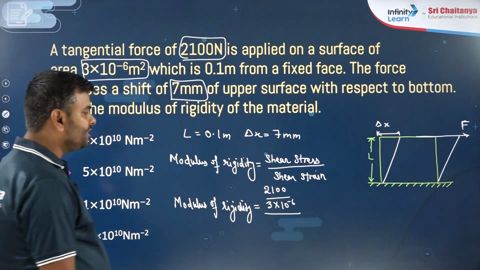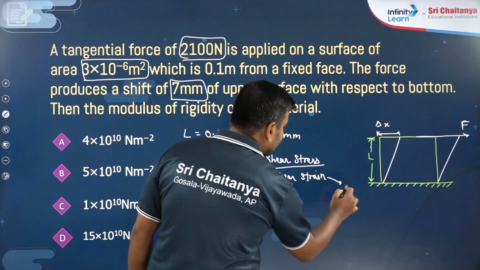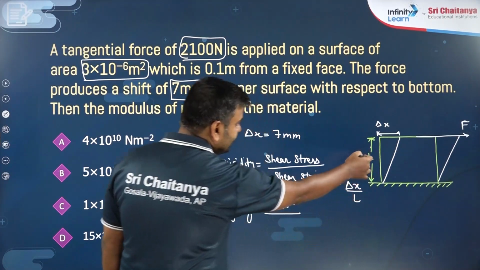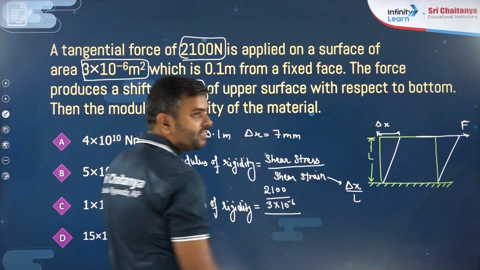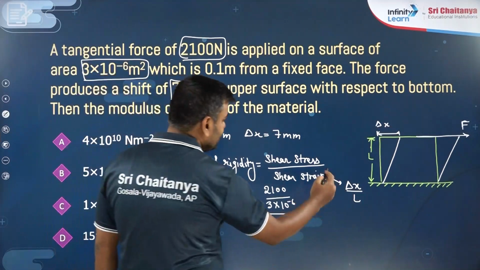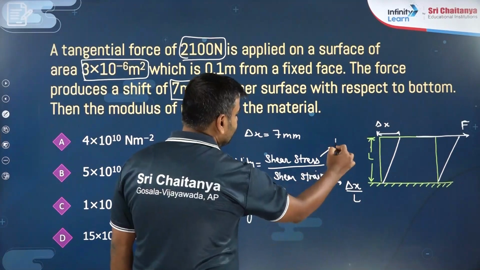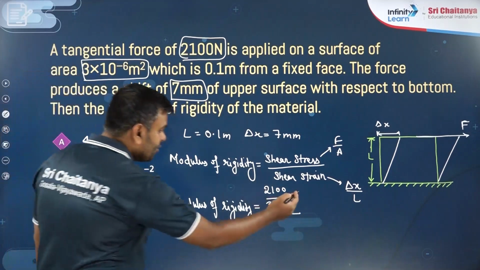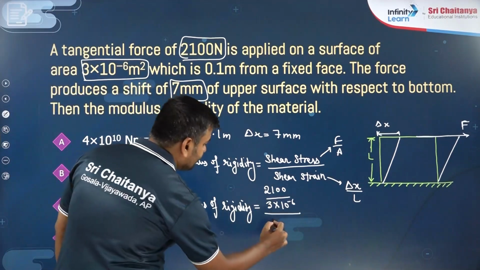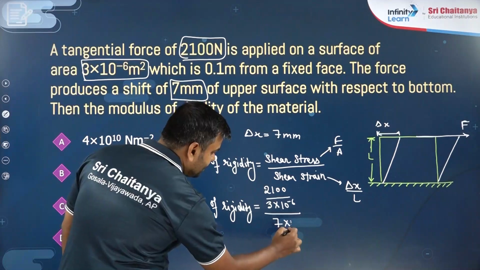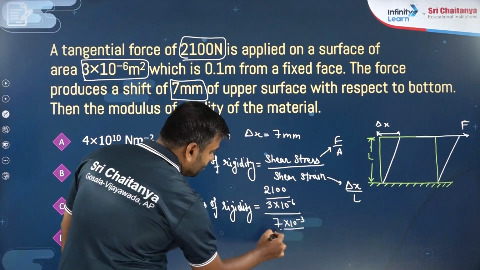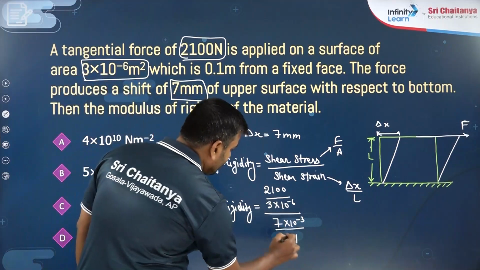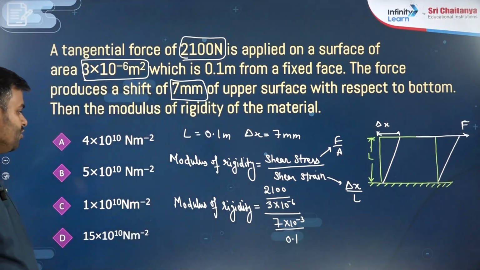How can we calculate the shear strain? The shear strain you can calculate by delta x by L, whatever the shift is, divided by L. Shear stress we calculated as the tangential force per unit area. Now we can substitute the delta x value, which is 7 mm, that is 7 into 10 to the power minus 3, and this whole is divided by L. The L value we have is 0.1.